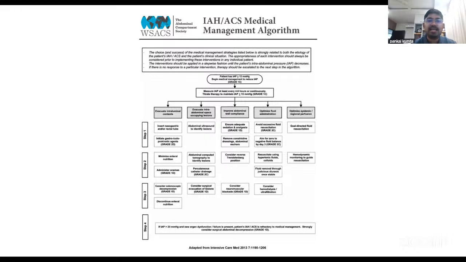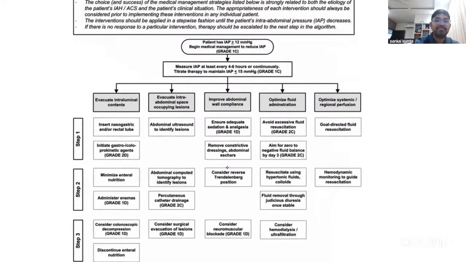So looking at the IAH/ACS medical therapy algorithm, if you look at the patient with IAP more than 12, you are saying to manage it. You need to keep measuring this intra-abdominal pressure, and you need to keep checking. And the basis is very straightforward. Always look at all these factors. Any intra-abdominal contents have to be reduced. Either you put a nasogastric tube, maybe minimize enteral nutrition, any enemas and colonic decompression, all this may be required, or you may even discontinue the nutrition.